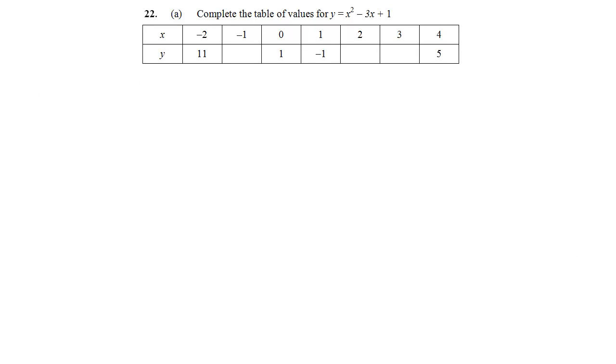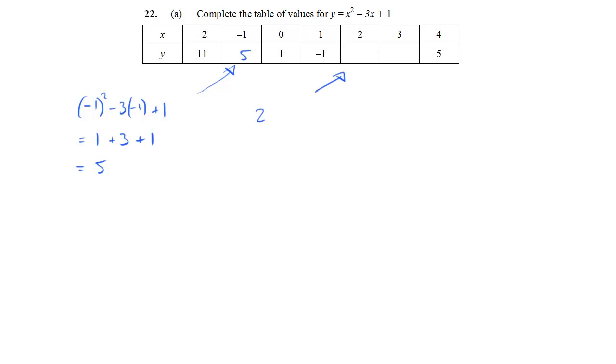Okay, question 22. We simply have to complete the values for the table, so we have to substitute in the missing values for x, starting with x equals minus 1 into the equation. So I'll go through all the working here. For x equals minus 1, we would have minus 1 squared minus 3 lots of minus 1 plus 1, which is of course 1 plus 3 plus 1, which is 5. We put that in there.